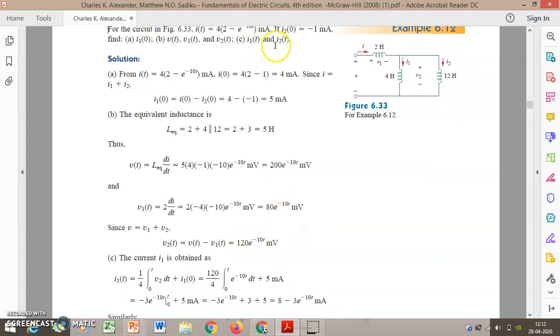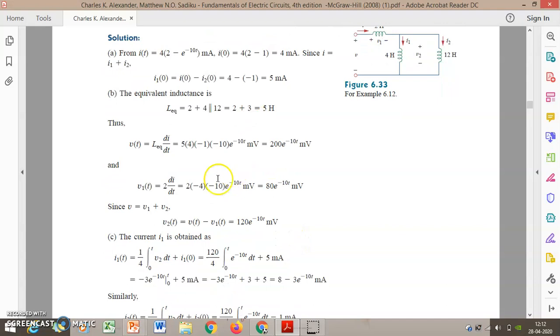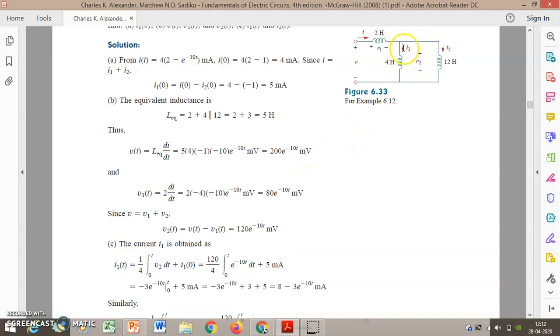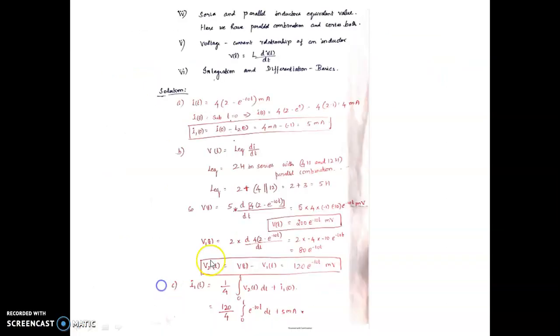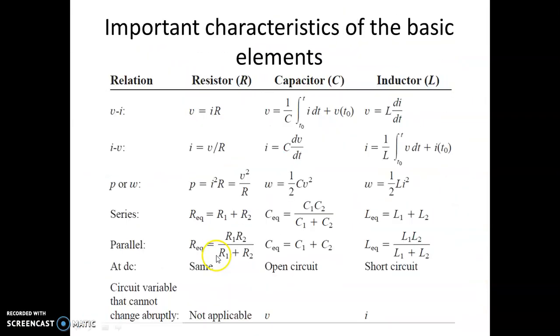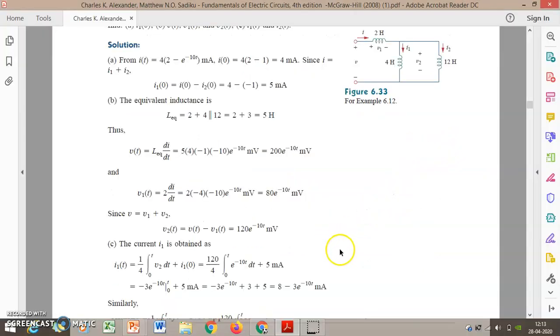At last we have been asked to find I1 of t and I2 of t. First of all, find what is I1. I1 is the current flowing through the 4 Henry inductor. For finding this, we have the formula for I, which you can see in the presentation I have shown before. When an inductor is connected, I is equal to 1 by L integral from t0 to t of V dt plus I of t0. It is I0 here.